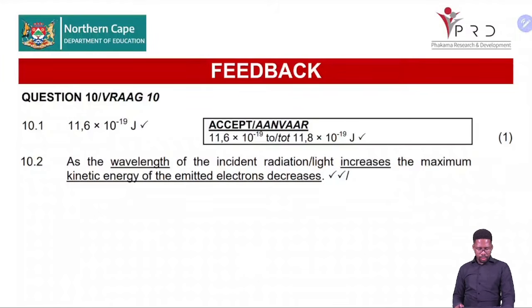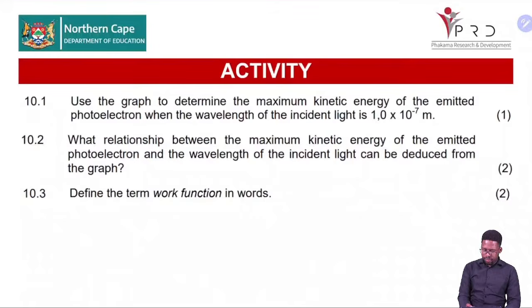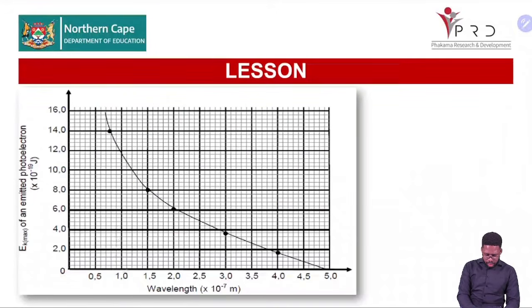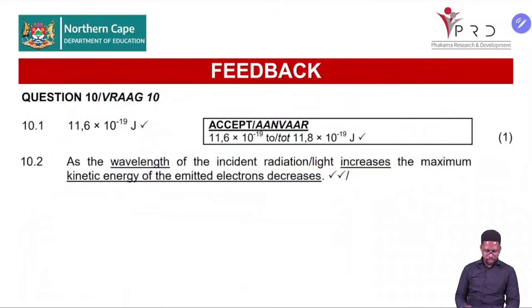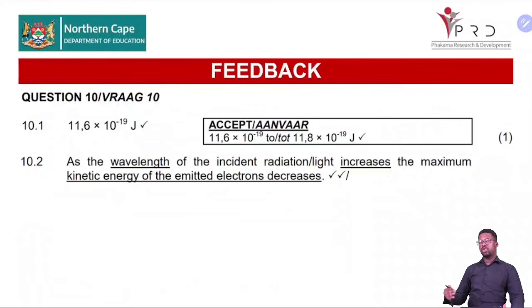The first question required us, 10.1, to use the graph to determine the maximum kinetic energy if the wavelength is 1 times 10 to the power negative 7. So you're supposed to come here and check when the wavelength is 1 times 10 to the power negative 7. I think this was the point. And then you must count the intervals, and you're supposed to get 11,6 times 10 to the power negative 19 joules.